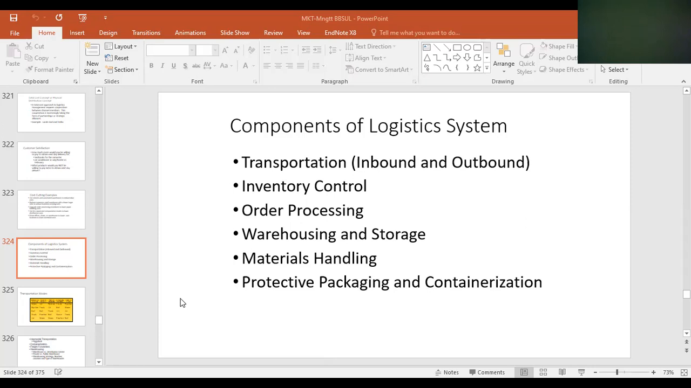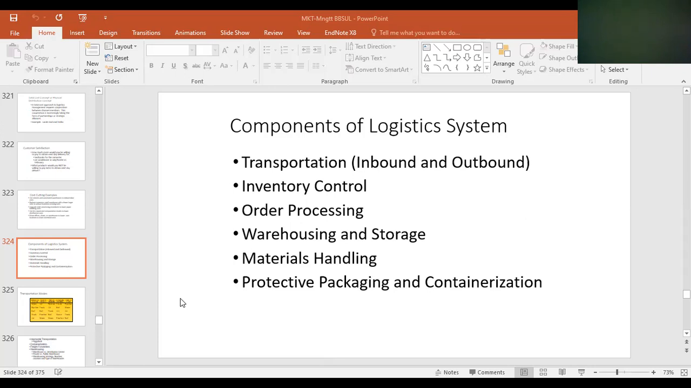Then we have protective packaging and containerization. Containerization means putting into the container. Protective packaging means it should be protected from light, water, heat, or any other exposure. It should not deteriorate the material or medicines present in that package. And in which container are you going to store the raw material to protect it?